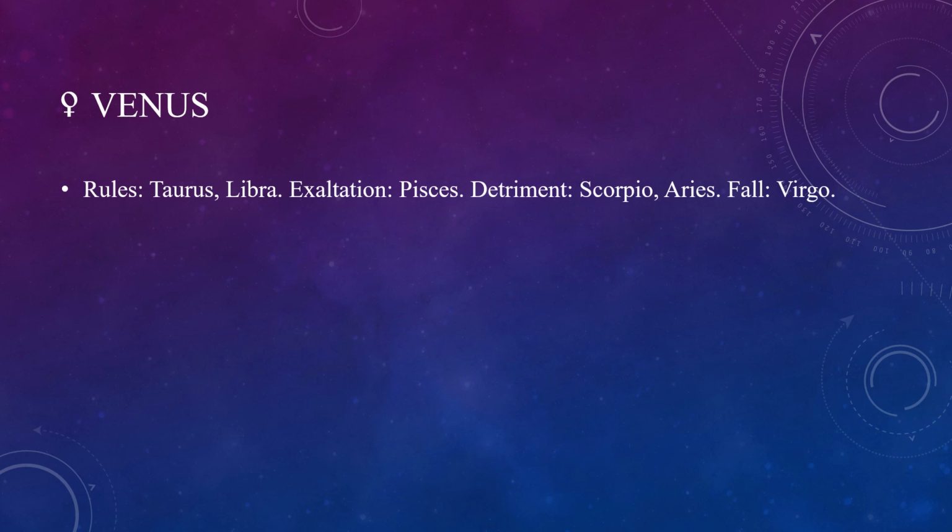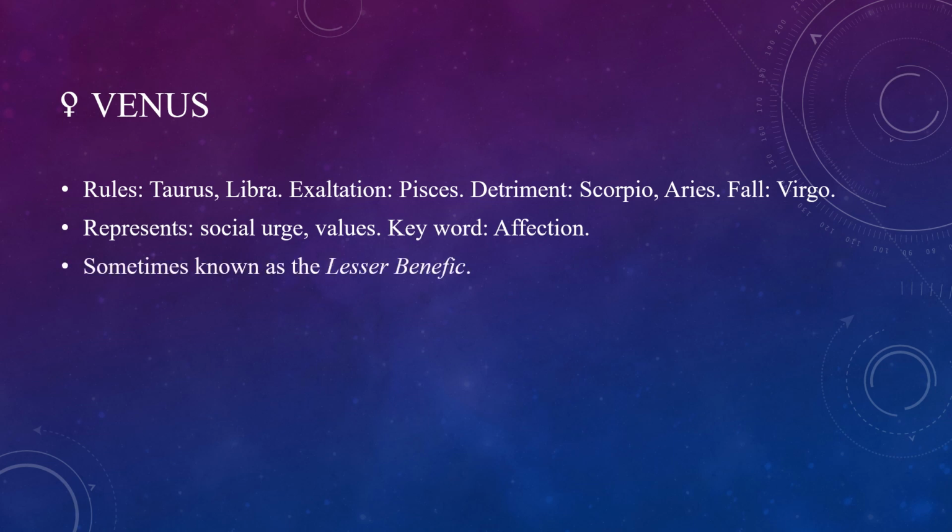Next, let's look at Venus. Venus rules Taurus and Libra. Its exaltation is Pisces. The detriment of Venus is Scorpio and Aries, and its fall is Virgo. Venus represents social urges and values, and its keyword is affection. It is sometimes known as the lesser benefic.